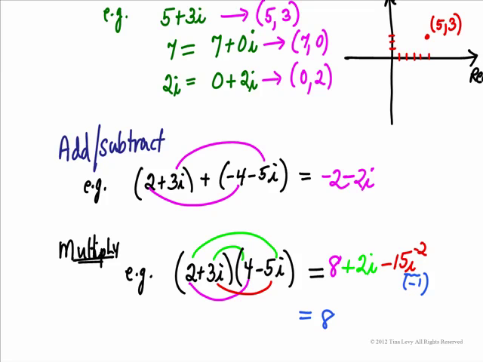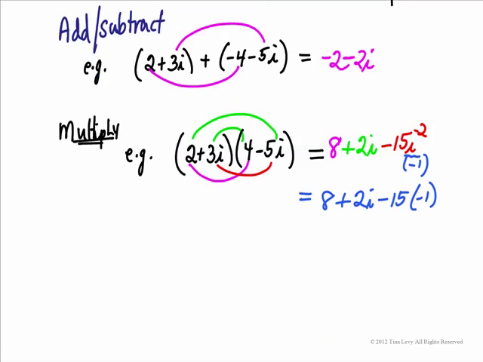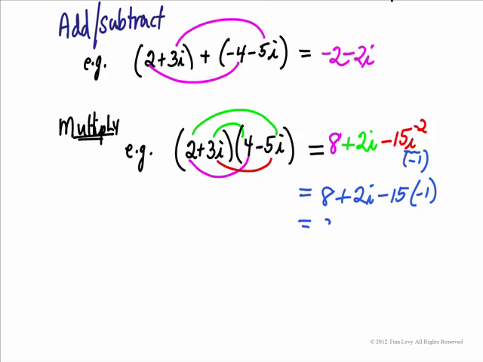So this is 8 plus 2i minus 15 times negative 1. So it is 8 plus 2i minus a minus, plus 15. Now it can be written in complex form, and it's 23 plus 2i. So that's that result.